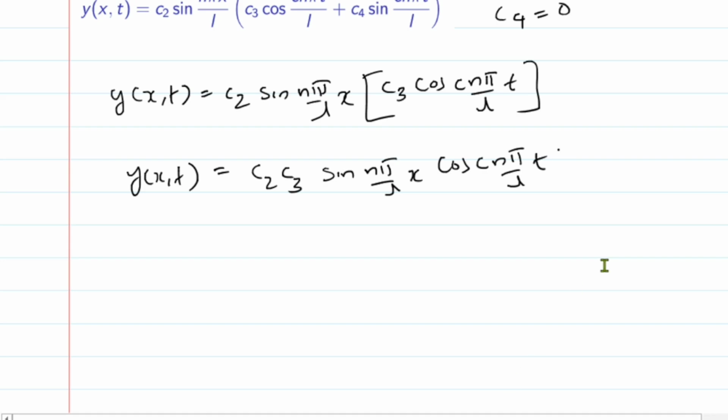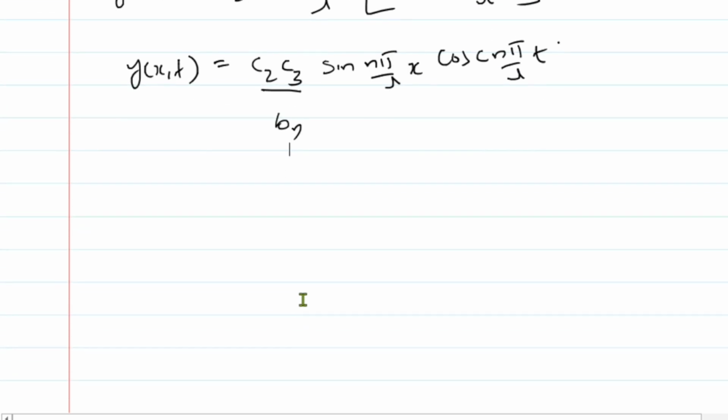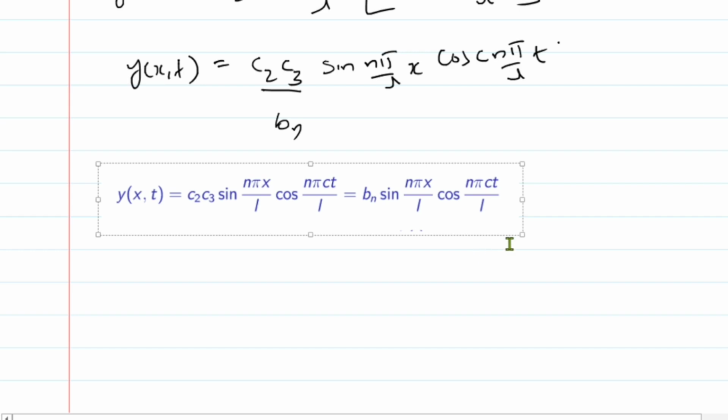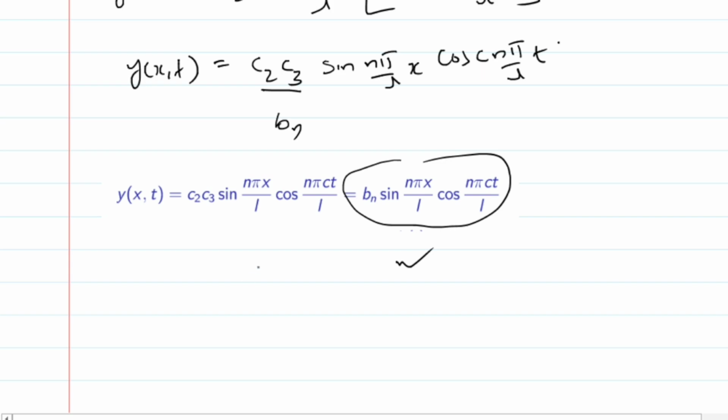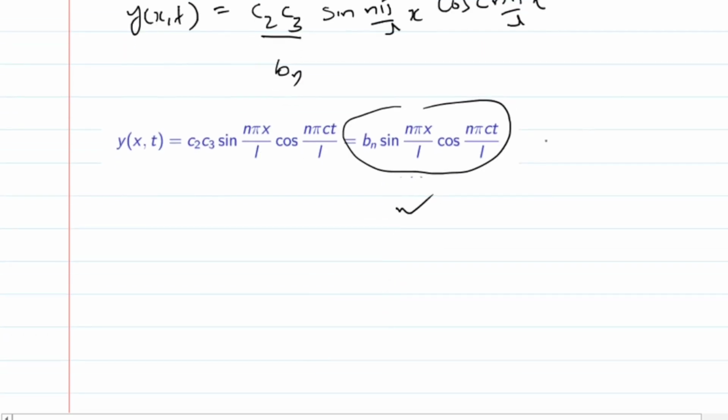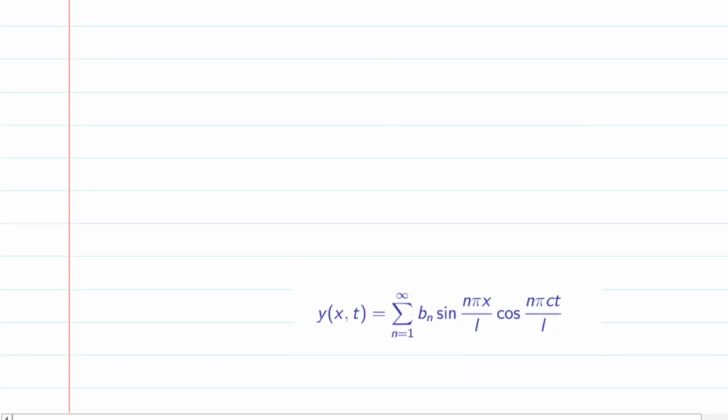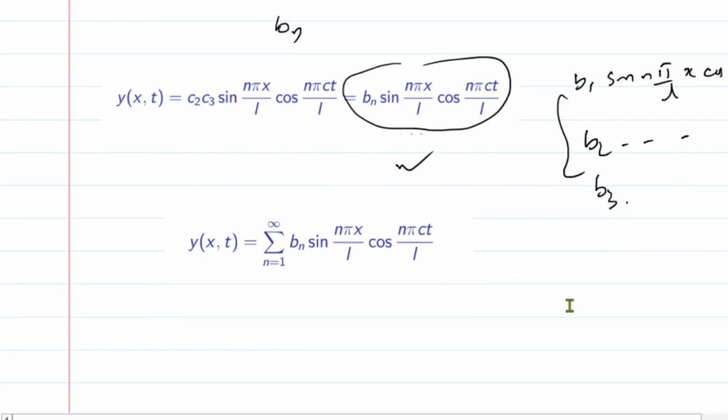Now we have this term, so we can put c2 c3 as bn for the time being. So y of (x, t) is equal to bn sin. Since bn is a constant and we have this many terms, that means b1 sin(n pi x by l) cos(n pi c t by l), b2, b3 etc. So by using the principle of superposition we can take the sum, sigma bn sin(n pi x by l) cos(n pi c t by l). By the principle of superposition we can sum this whole term and get the equation. So finally we get the solution for the one-dimensional wave equation. This is a general solution.